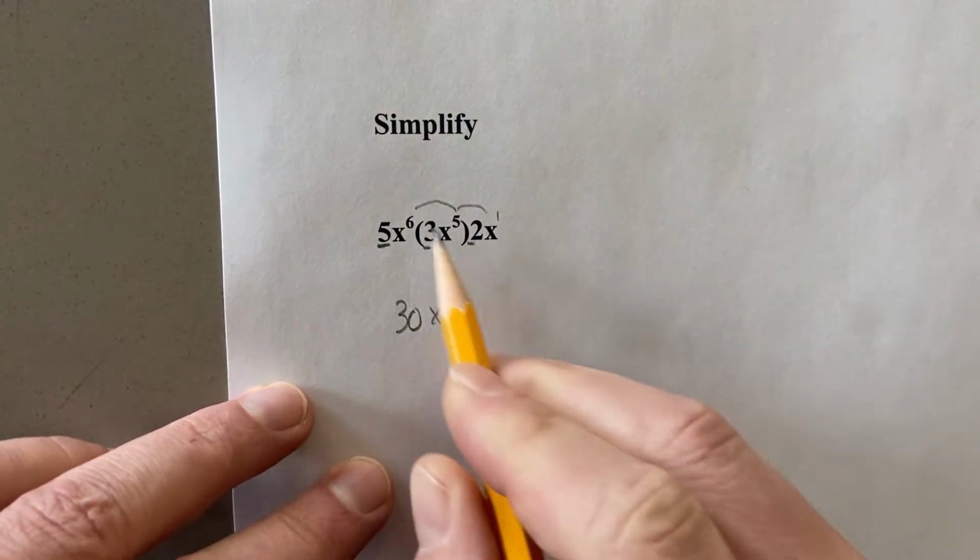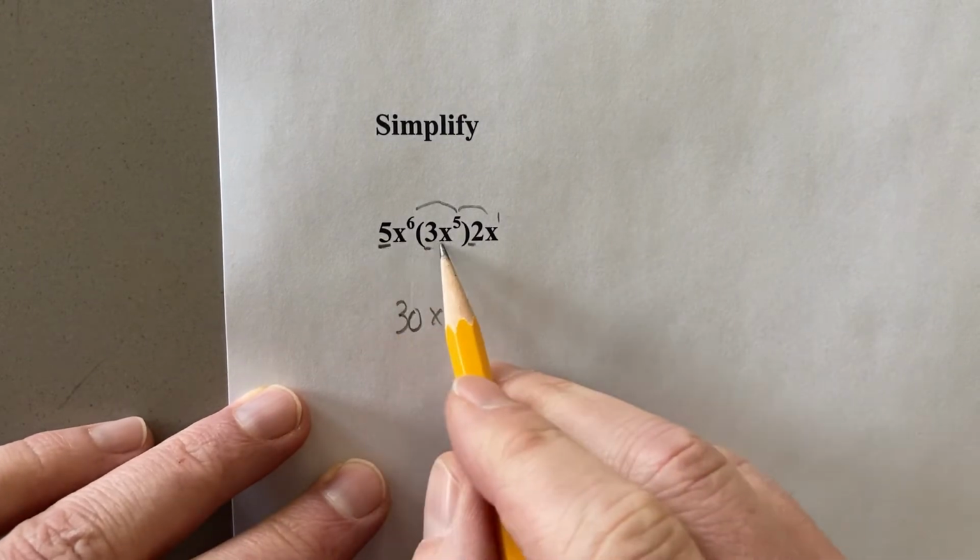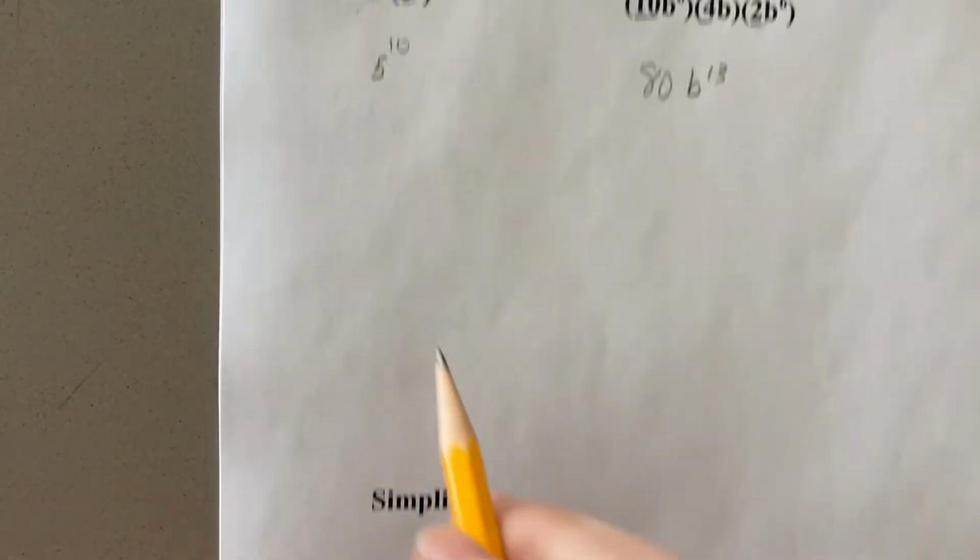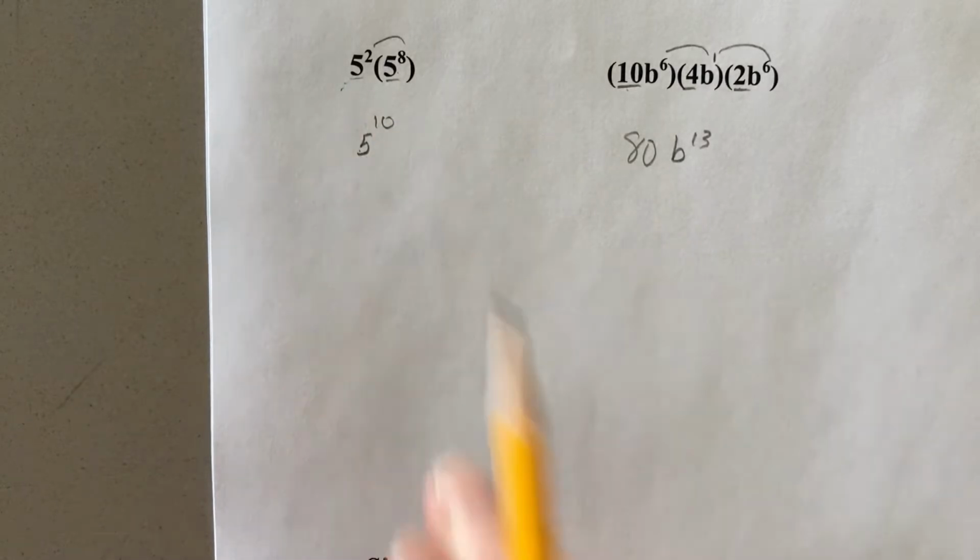So you're adding those exponents, and multiplying the numbers that are there. And if it's a base like this, you're keeping that base the same.